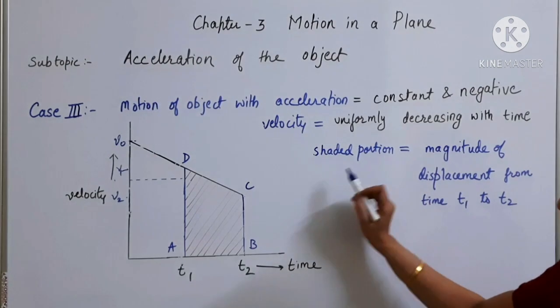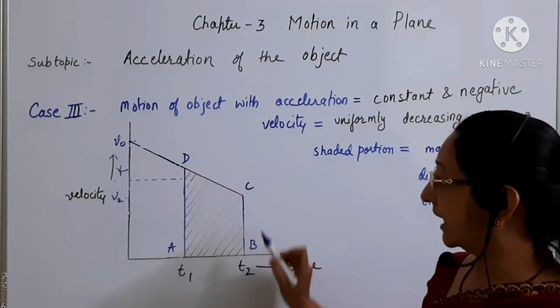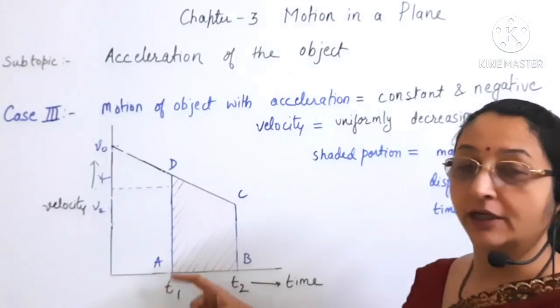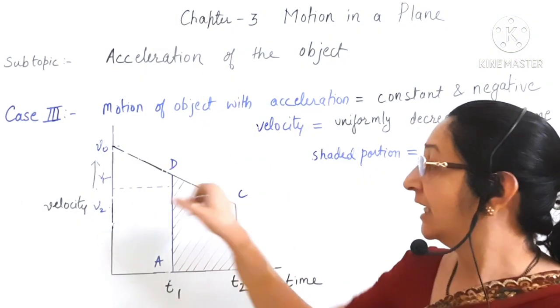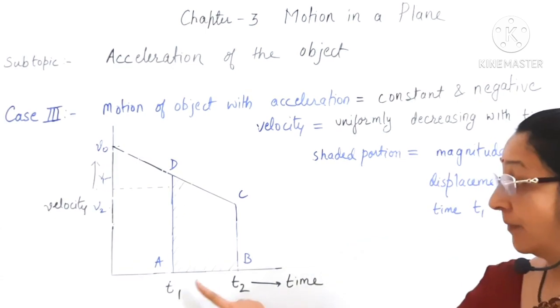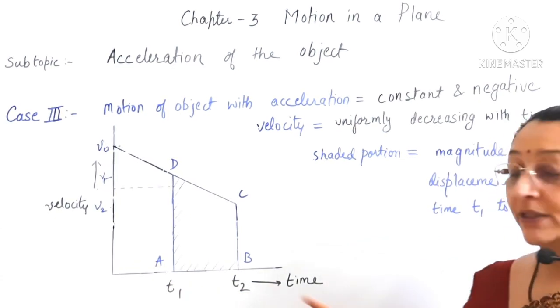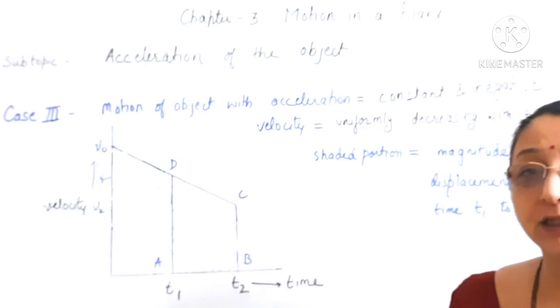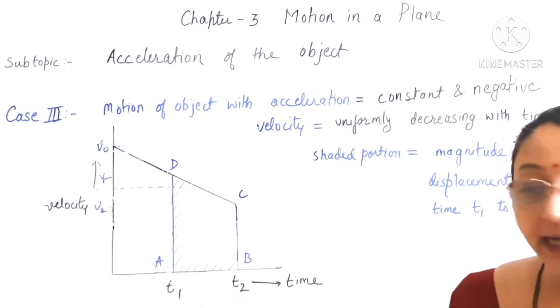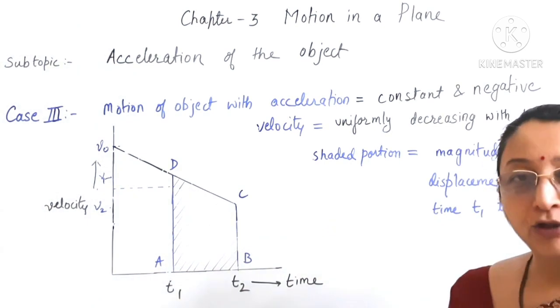सो दिस इज द ग्राफ, these are the time t1 and t2, and shaded portion ABCD gives the magnitude of the displacement from टाइम t1 to t2. म्हणजे पार्टिकलची किंवा ऑब्जेक्टची डिस्प्लेसमेंट t1 पासून t2 टाइमपर्यंत किती झाली, दॅट इज द एरिया ऑफ द शेडेड पोर्शन.